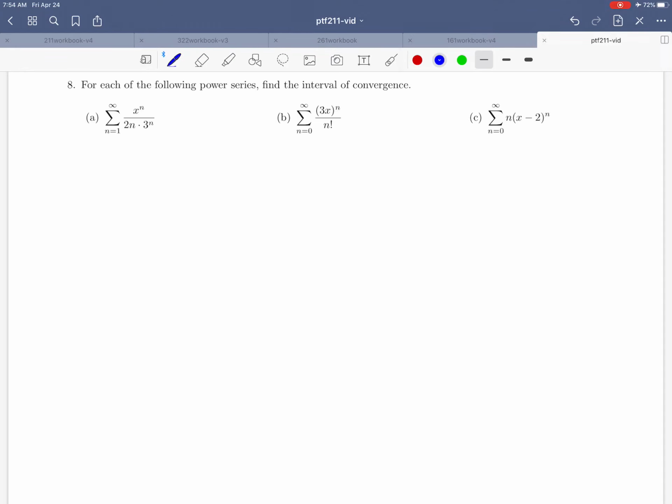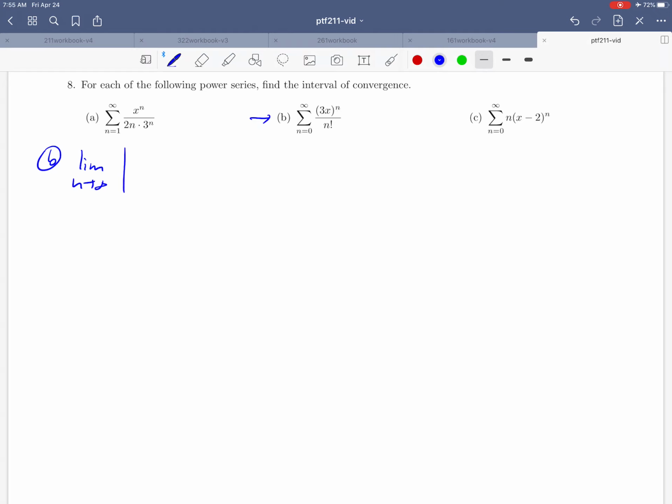Hello everybody, and welcome to part B of exercise 8. This is another example of determining the interval of convergence of a power series. So we're going to start this the same way that we did in part A, using the ratio test.